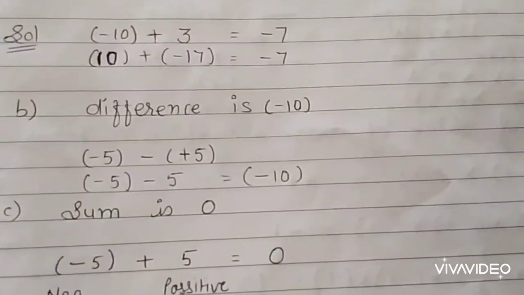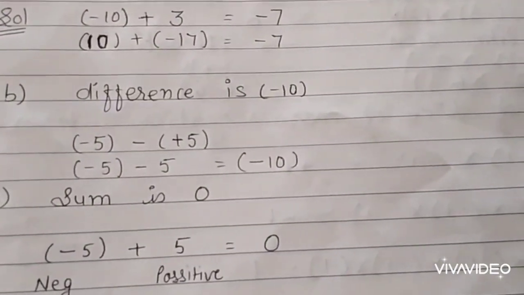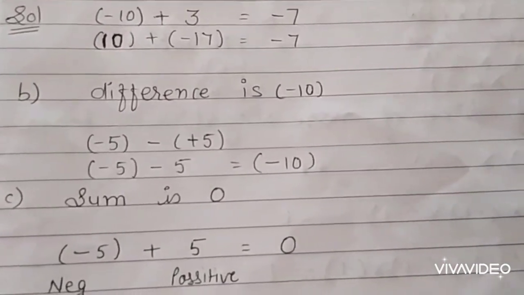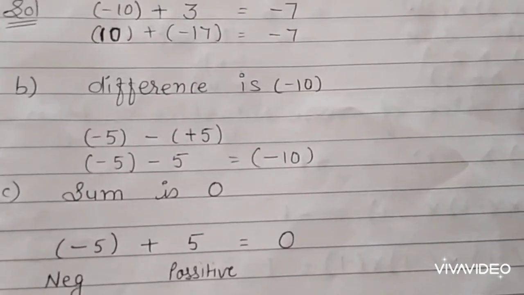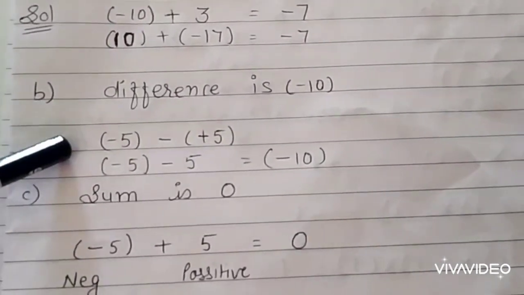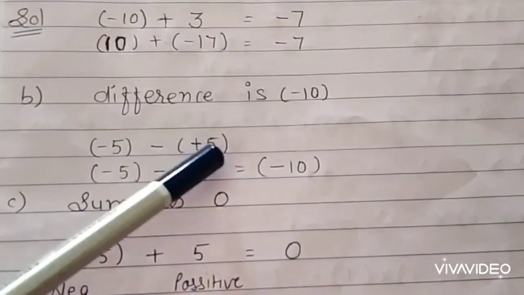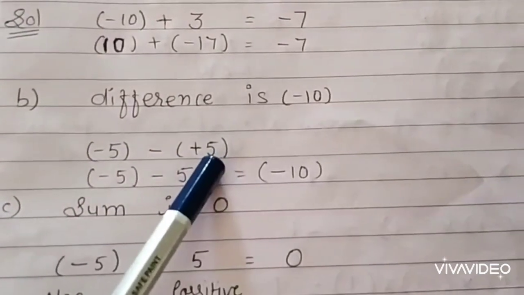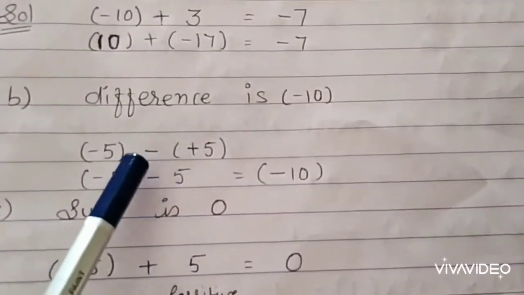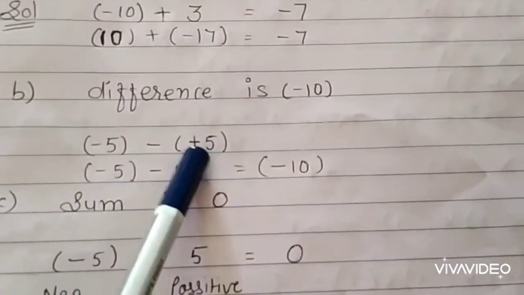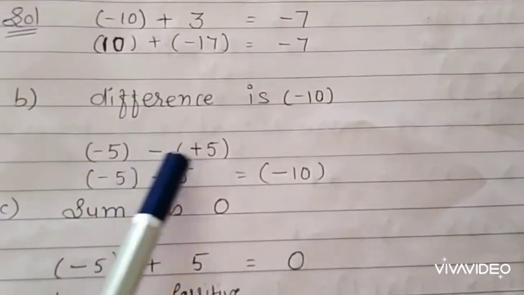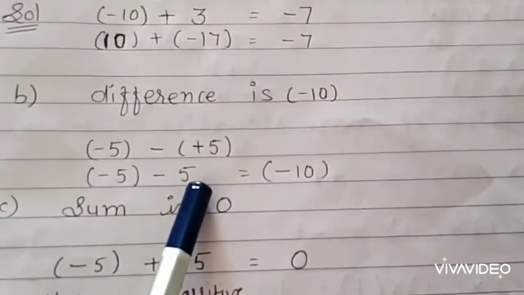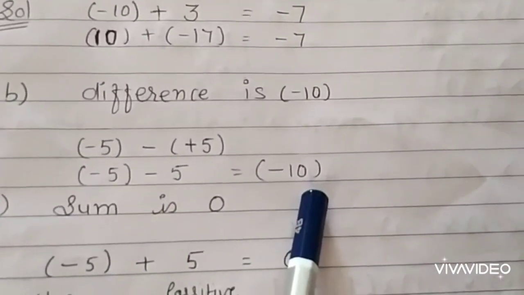Now another one is difference is minus 10. Difference is minus 10 means we have to take the difference of the integers and then the result should be minus 10. Minus 5 minus plus 5. Here I have taken a negative integer and a positive integer. Now here, as this one is minus plus, it will be a minus 5. So it will be minus 5 minus 5. So answer will be minus 10.